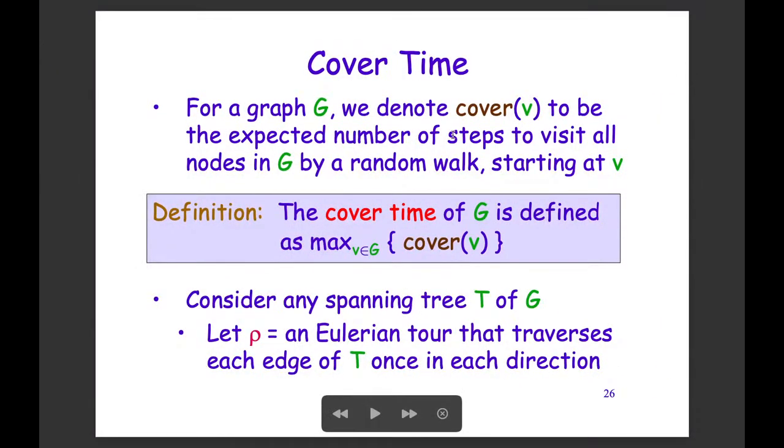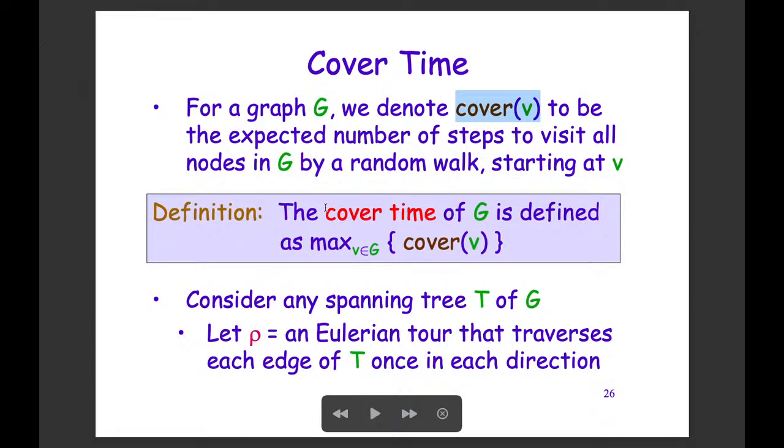Okay. So it's cover time. Cover time means that I want to travel to every place of this graph at least once. So we can define what is meant by cover of V. Cover of V specifies that V is the starting vertex. So if we start at vertex V, how long does it take to go through every vertex at least once?